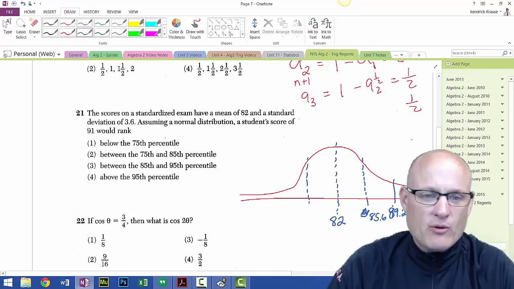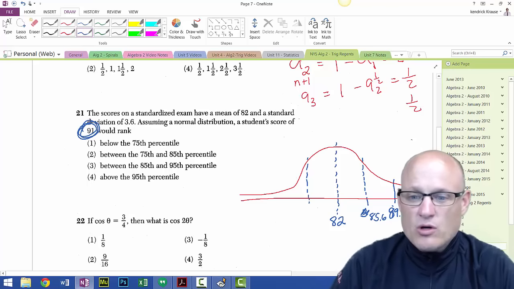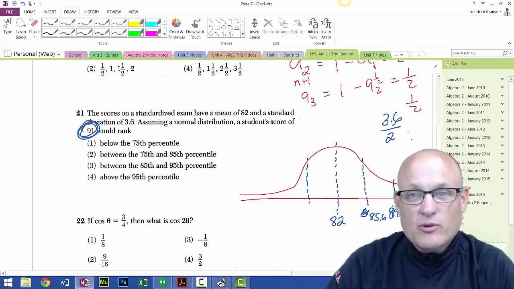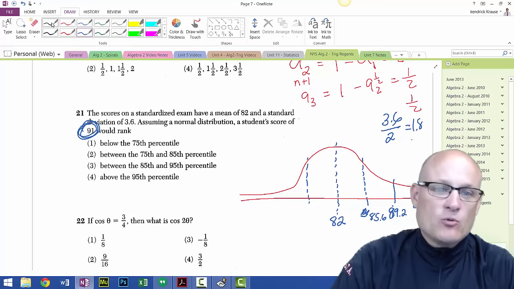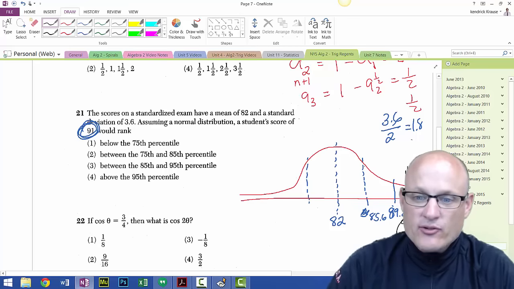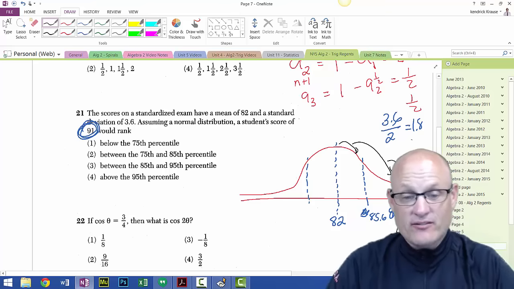92.8. And then you're going to find out, wait. We wanted to stop at 91, Krause. Well, 91, let's say, 3.6 divided by 2. Let's see what a half a standard deviation is. Oh, that's 1.8. So if I take 1.8 and I add it to this, I get 91. Okay, so the thing is, up one standard deviation, up two standard deviations, up 2.5 standard deviations.